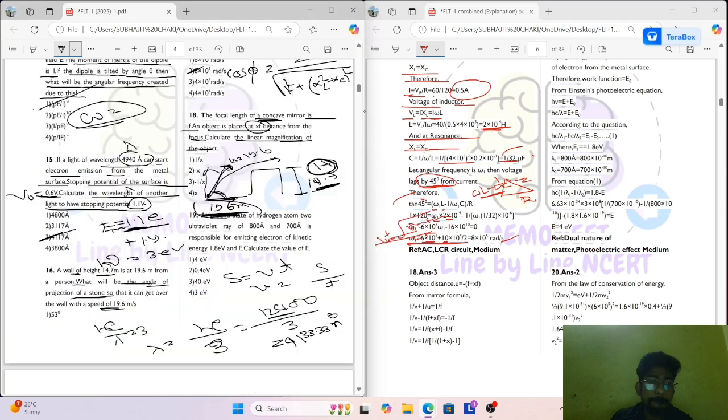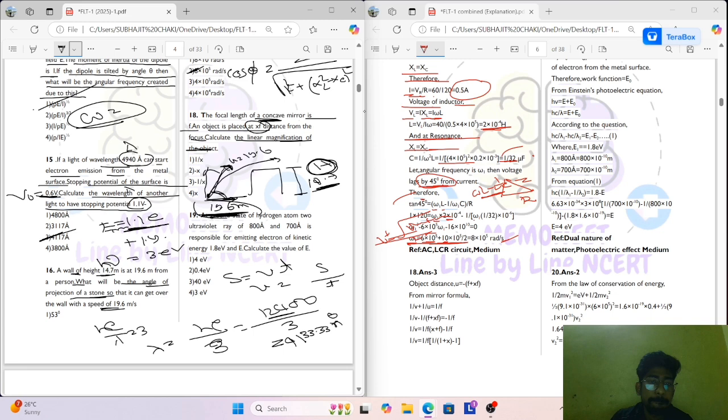Now you know this formula for mirror, 1 by v plus 1 by u equals 1 by f. The value of u: the concave mirror is there, this is the focus point, and the object is kept at xf from the focus. That means the object distance will be f plus xf, right? If you take f common, it will be f times 1 plus x. So put the value of u here, you know f is negative, I had told you.